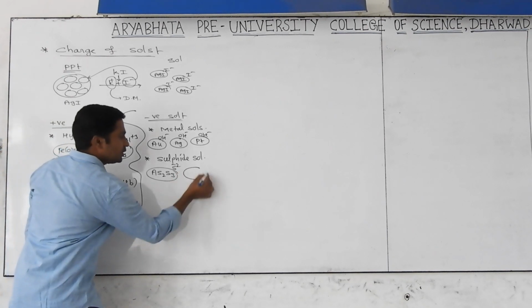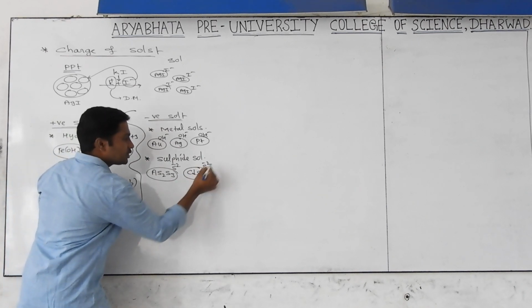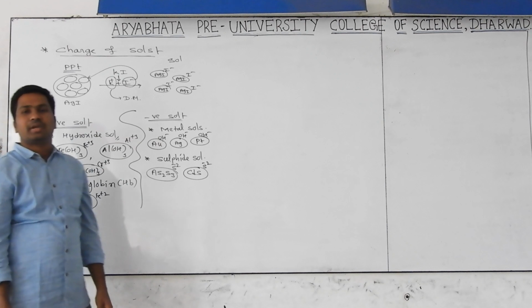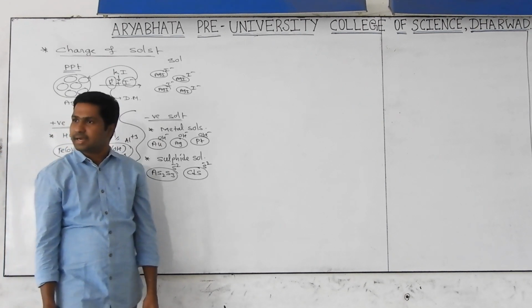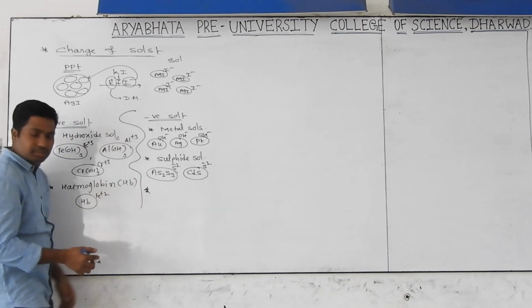And we can take some other, cadmium sulfide. On this also, which particle is coming? S minus. Anyway, the colloidal particles are carrying negative charge, so we call it a negatively charged sol. I will give you a very important point from the application point of view.